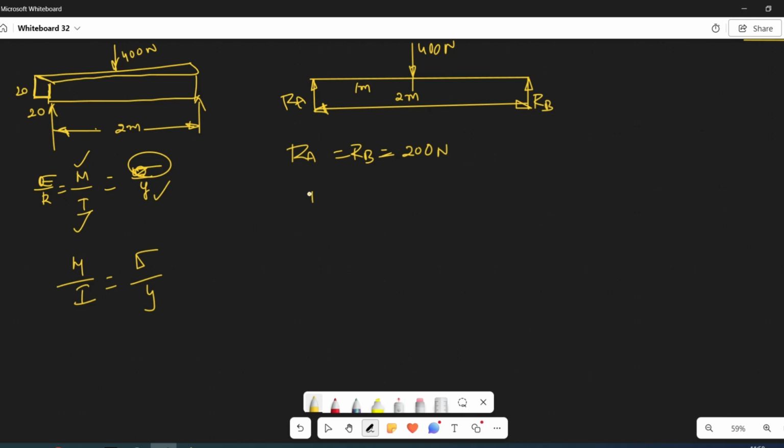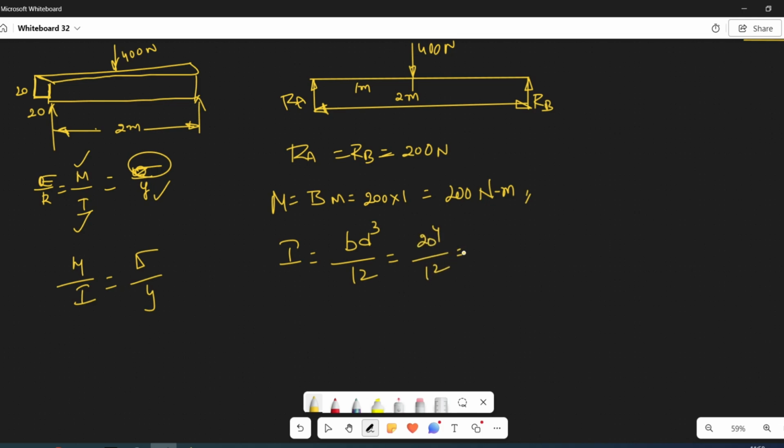So bending moment becomes maximum in the middle. 200 multiplied by 1 will give 200 Newton meter of bending moment. Okay, now M is equal to 200 Newton meter. Now what is the value of I? I value, if it is a rectangular cross section, will be BD cube by 12. Since it is a square, B and D both are same. So 20 power 4 by 12. So from this find out what is the value of I.